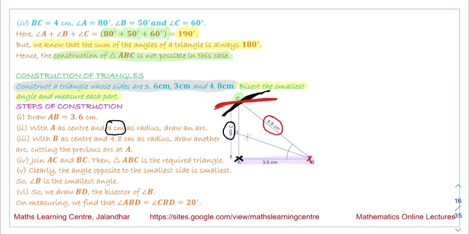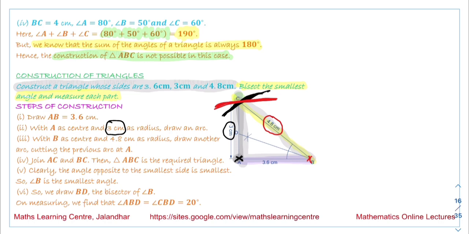Now we will join these points A, C, and we will join the point B, C. Now this triangle that we have obtained over here, this A, B, C, is the required triangle that we want to draw, that is triangle ABC.